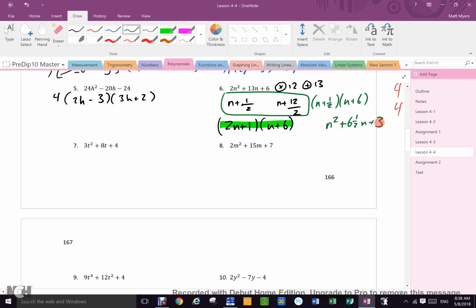I will get this. And you will notice that if I multiply everything by 2 to get rid of that denominator, I get 2n. 6.5 times 2 is 13, and 3 times 2 is 6. I get the same trinomial. Okay?